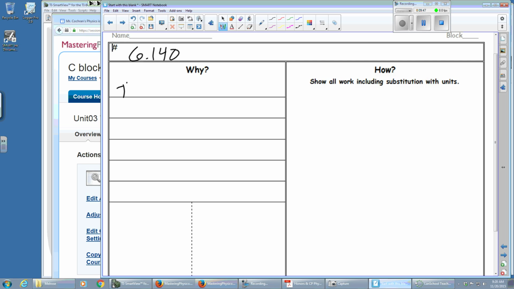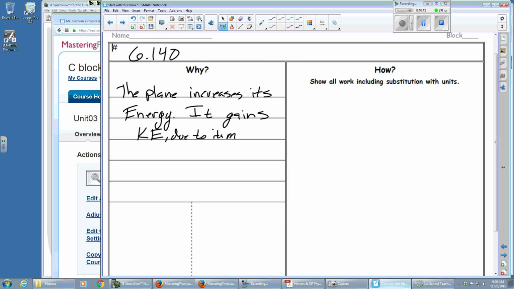Things like the plane increases its energy, gains kinetic energy due to its motion, and gravitational potential energy due to its height. See if there's anything else we need in there. Let's see.